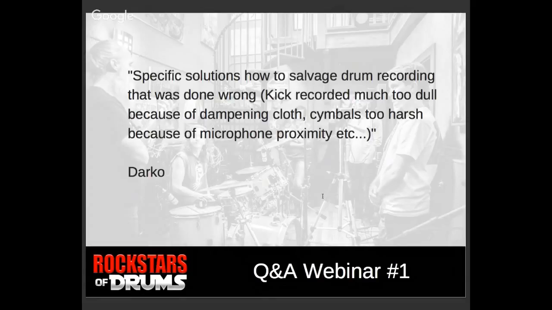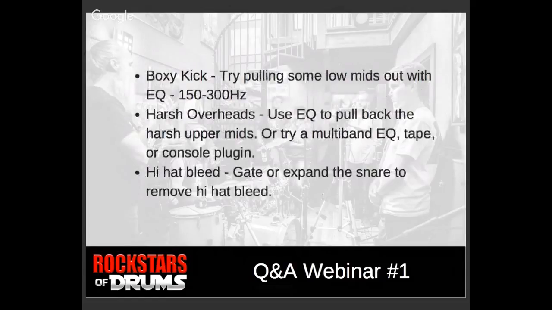But Darko's got a question here about specific solutions. This is sort of general topic stuff: how to salvage drum recordings that have gone wrong. Initially, let's say you're mixing and they didn't sound good, or maybe you just recorded it yourself quickly and they don't sound as good as you want them to. Kick recorded too dull because of dampening cloth, cymbals too harsh because of microphone proximity. I think you mean if the mic's too close on the cymbal, et cetera. So I figured I'd jump in and talk about a few things.